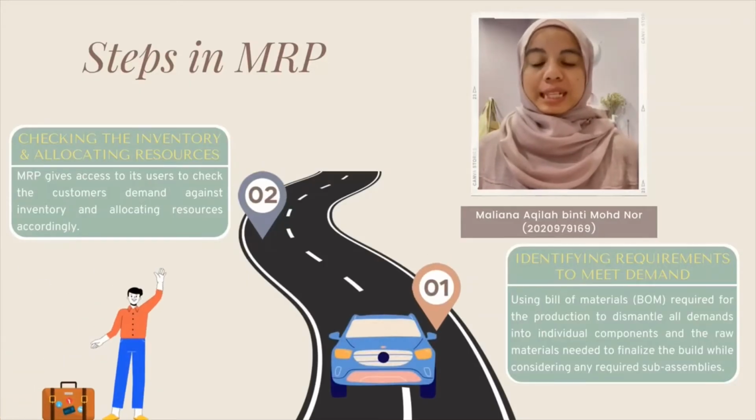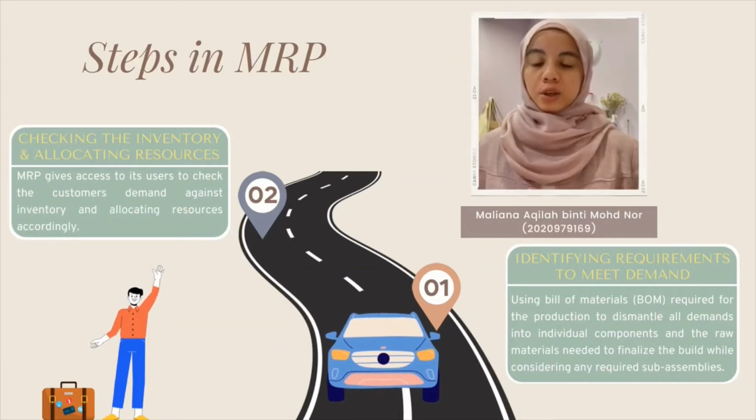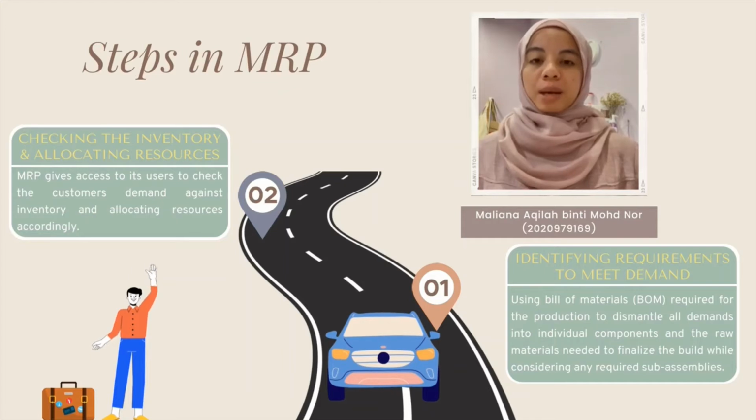I will continue with the steps in MRP. There are a total of 4 steps in MRP, and the first step is identifying requirements to meet demand. This step starts with storing the orders made by the customers together with the sales forecast.